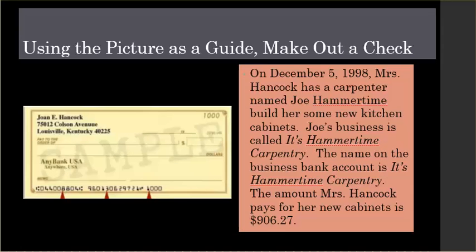Using the picture as a guide, make out a check. On December 5th, 1998, Mrs. Hancock has a carpenter named Joe Hammertime build her some new kitchen cabinets. Joe's business is called It's Hammer Time Carpentry. The name on the business bank account is It's Hammer Time Carpentry. The amount Mrs. Hancock pays for her new cabinets is $906.27.